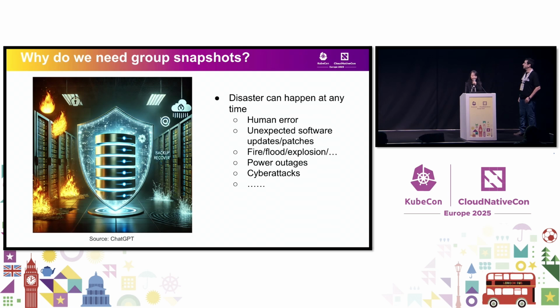Disaster can happen at any time. How do we protect our precious data from potential loss? Here I listed what could cause a disaster. Actually, human error is one of the leading factors.